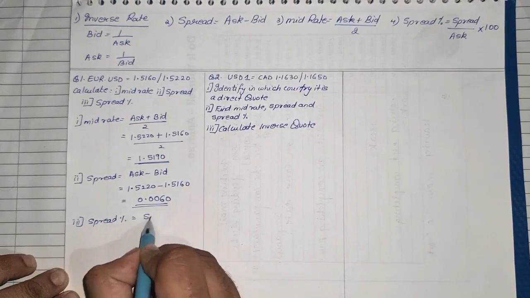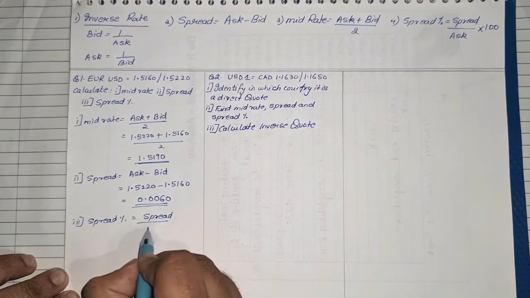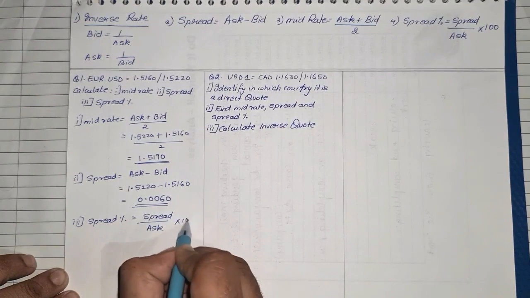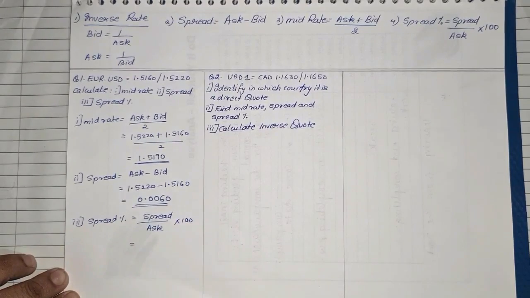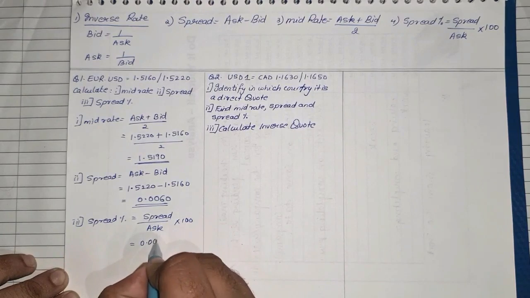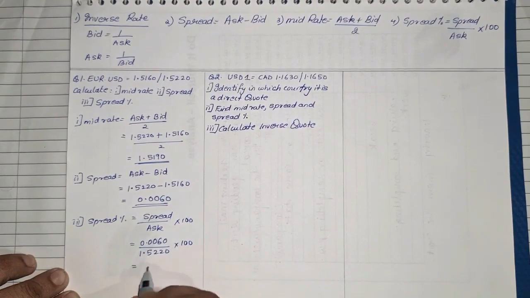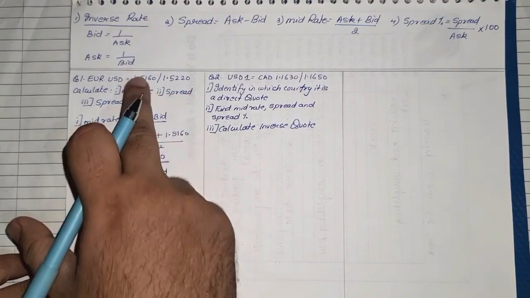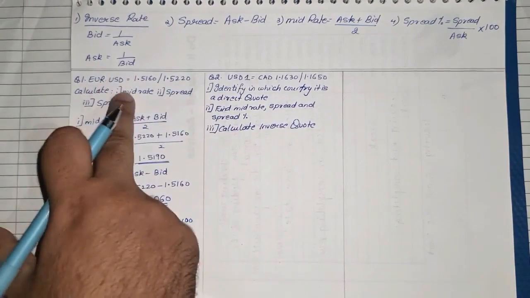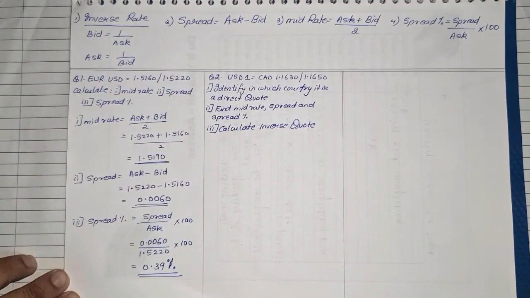Third, the last formula that they ask you to find is spread percent, which is spread upon ask into 100. Now we already found the spread as 0.0060. So I'll write it as 0.0060 upon ask rate, which was 1.5220, into 100. When you solve, you will get the final answer as 0.39%. So this is how you had to solve the sum when the bid and ask rate is given, and they ask you to find the mid, spread and spread percent.